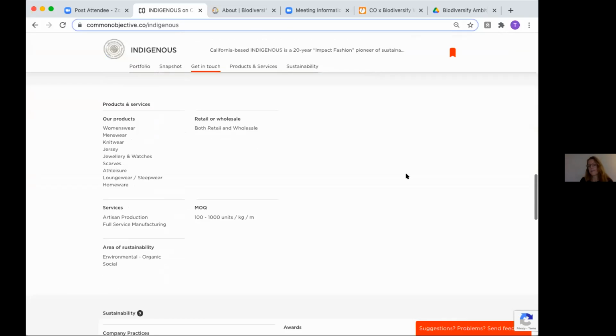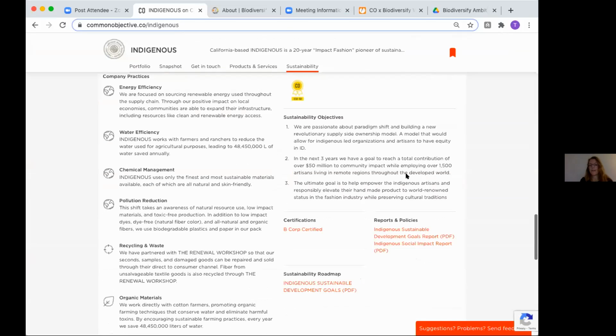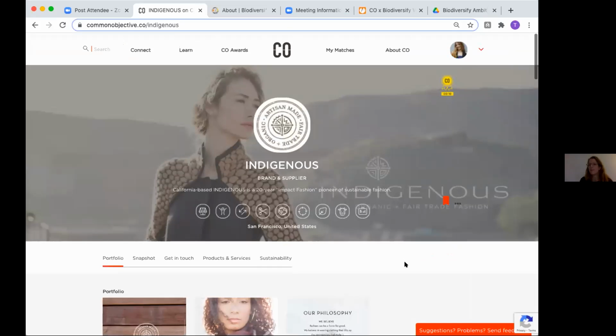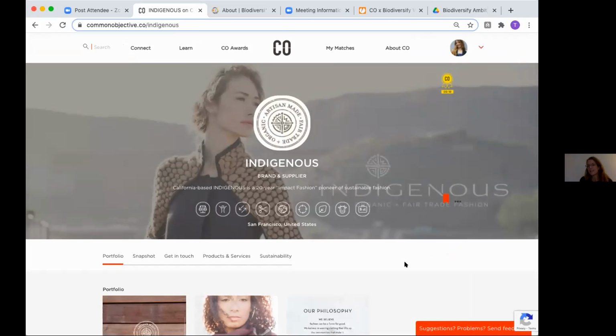You can see on the back end, it's quite intuitive. You can create a profile and you can upload. You can see Indigenous have uploaded things in reports and policies, and they've uploaded their roadmap. You can upload your biodiversity template here, which will give you an added point and increased search ranking. When I went to suppliers, Indigenous came up second, and the reason is because they've spent time populating that profile.